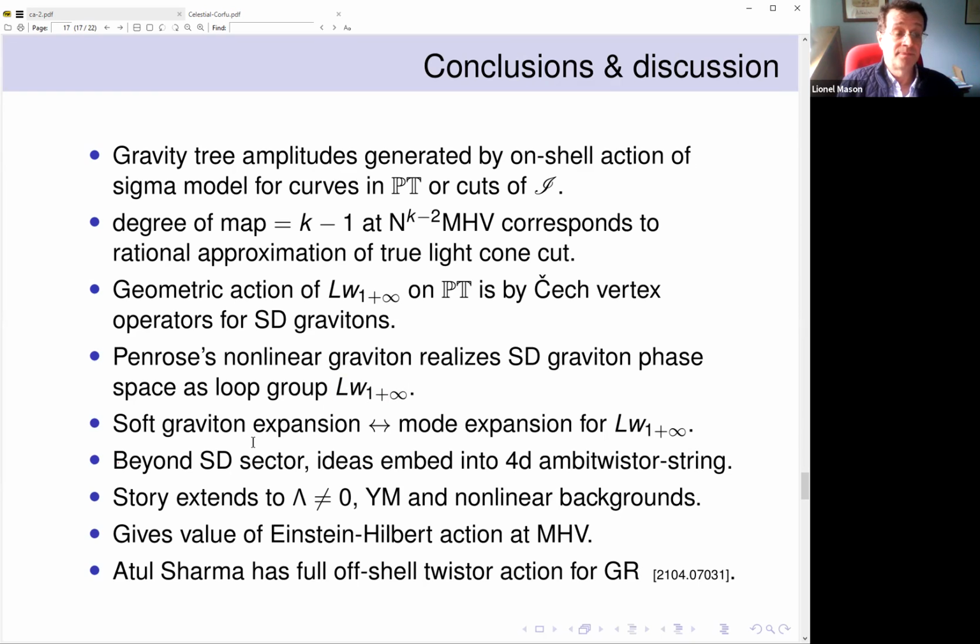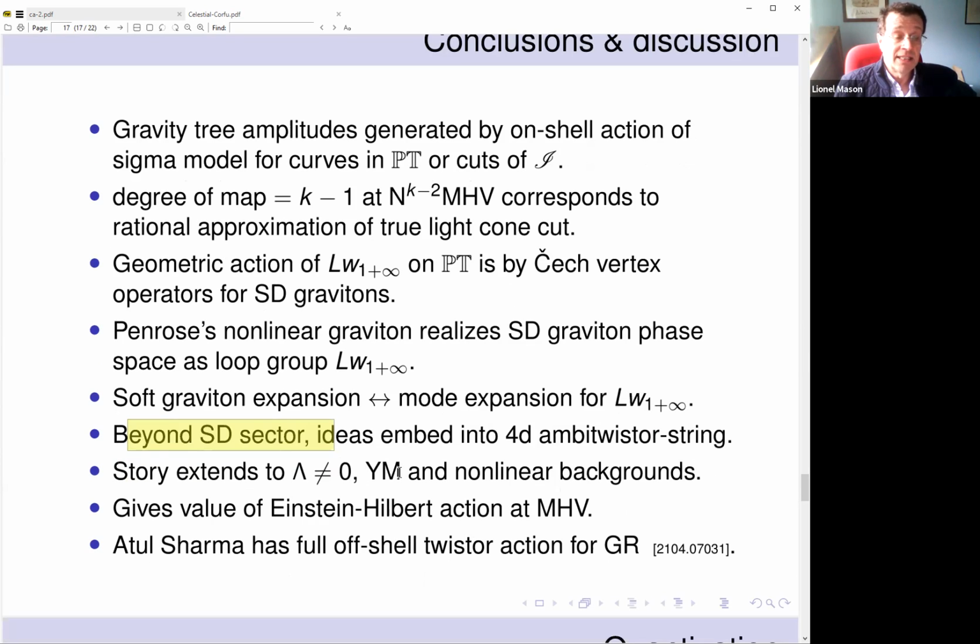in the complex. And so this soft graviton expansion then, so this is a correspondence, which is, there's nothing soft here. But if you expand around the soft sector, we just get the standard mode expansion for this loop algebra W1 plus infinity. If you want to extend beyond the self-dual sector, everything lifts and embeds into the 4D ambitwistor string. And there are various extensions here.